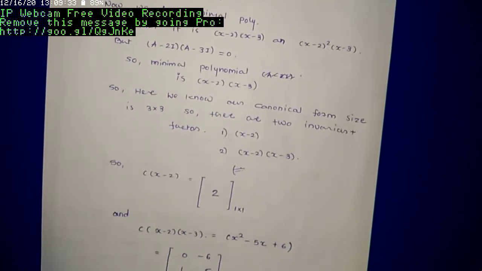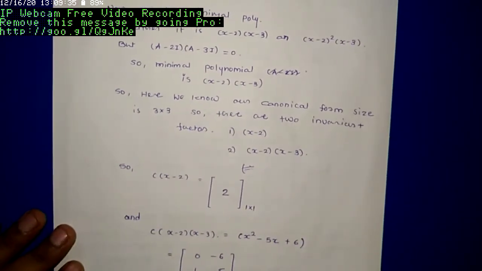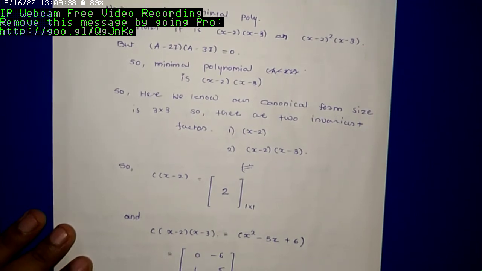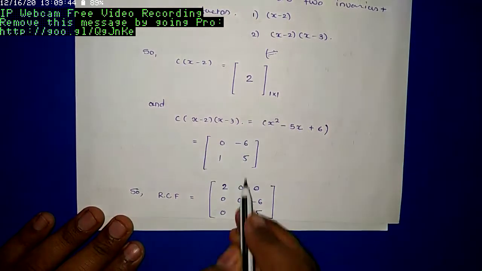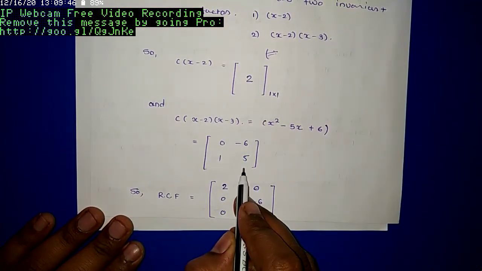So these things are written here. This is your first companion matrix, this is your second companion matrix, and if you combine these two, you get the RCF.